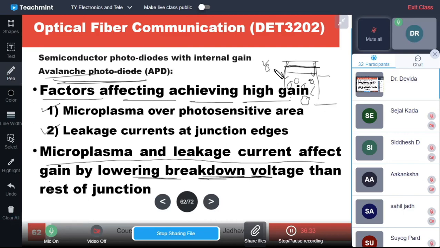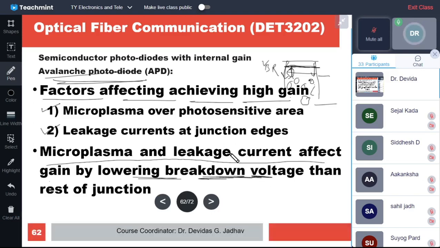Okay, but if there is a creation of the microplasma, plasma is the highly conducting area. This highly conducting area will have a rush of large current and it breaks the junction at that point. And that lowers the breakdown voltage. And what do we require? We require that the device should operate in reverse bias condition. The optical detector should operate in reverse bias condition and that device should not break down.